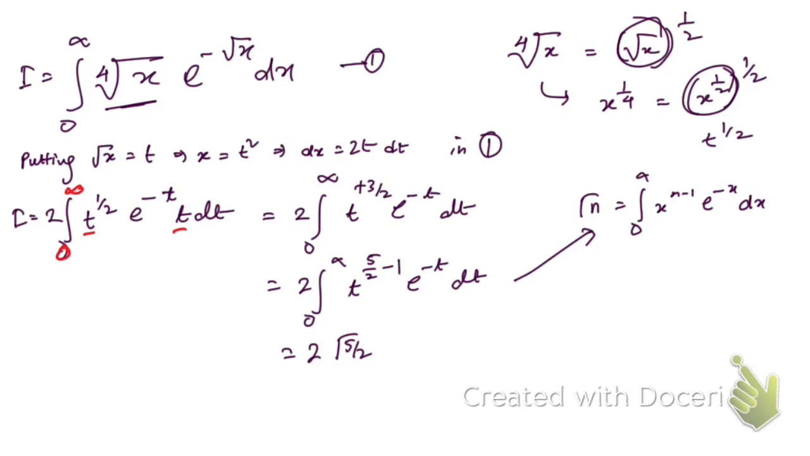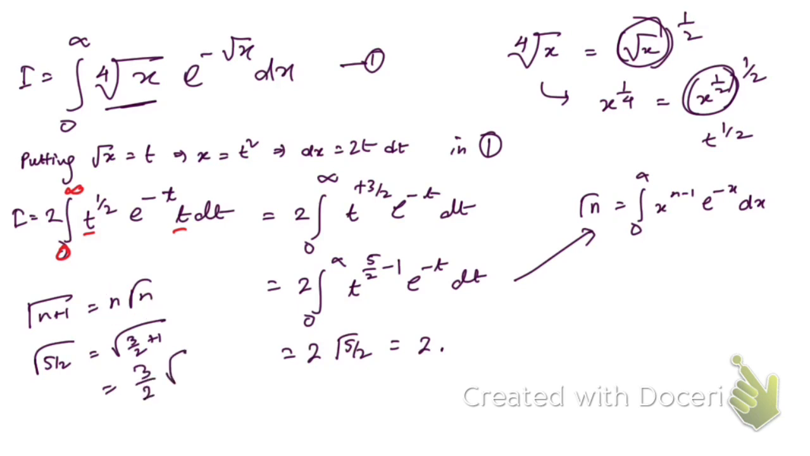So hope you know how to evaluate gamma of 5 by 2. We know that gamma of n plus 1 is given by n into gamma n, right? So similarly, gamma 5 by 2 is nothing but gamma of 3 by 2 plus 1, which can be written, according to this identity, as 3 by 2 into gamma of 3 by 2, right?